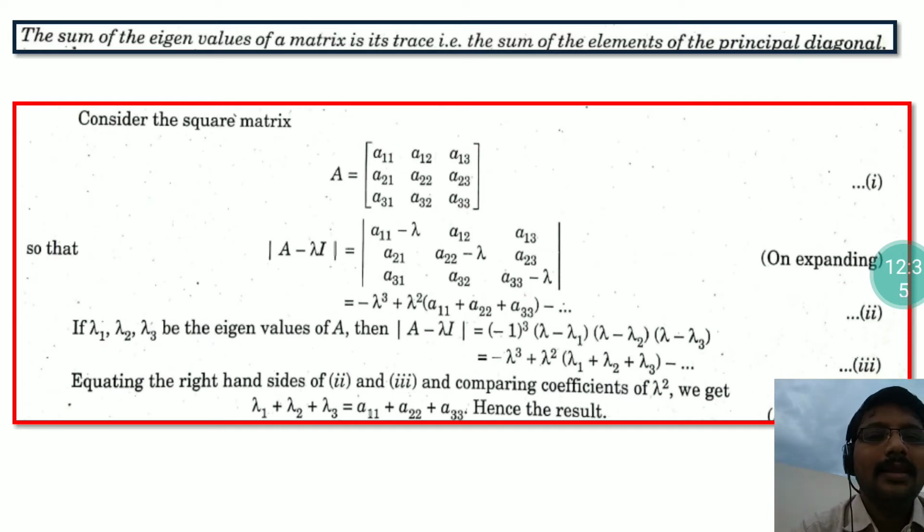Now equating equation 2 and equation 3, the coefficients of lambda square are equated, so that lambda 1 plus lambda 2 plus lambda 3 is equal to a11 plus a22 plus a33. That is, the sum of eigenvalues is equal to the sum of principal diagonal elements. Hence the result: the sum of eigenvalues is always equal to the trace of the matrix. Trace means the sum of principal diagonal elements of the given square matrix.